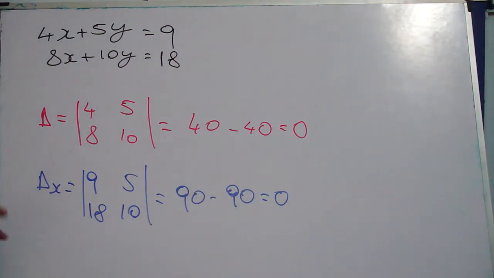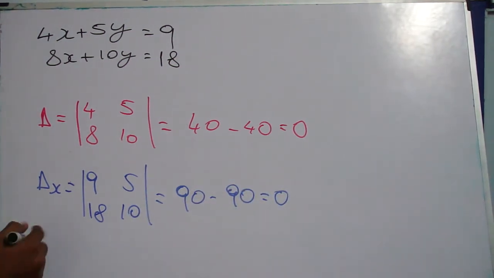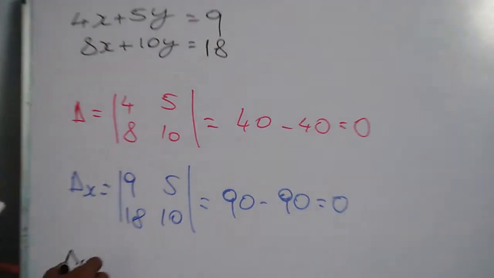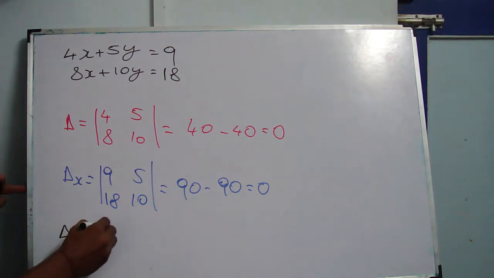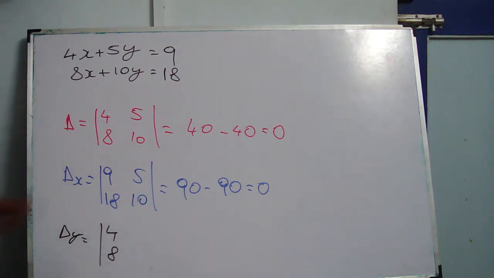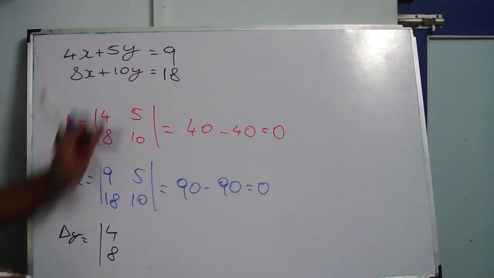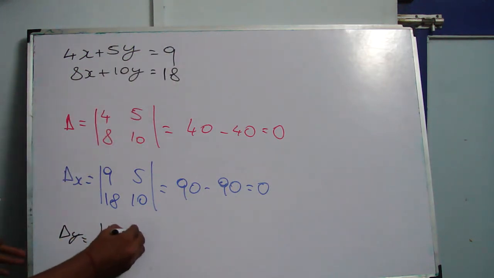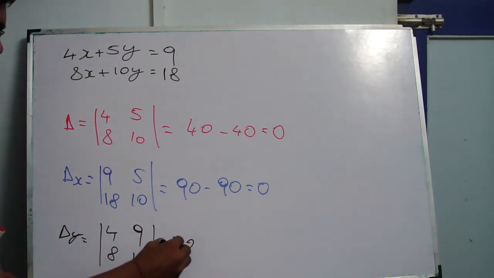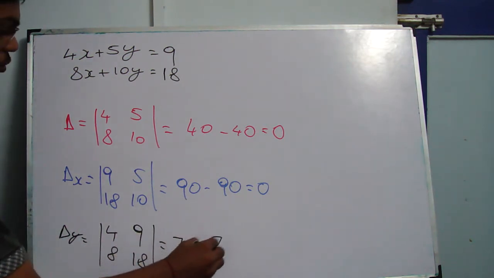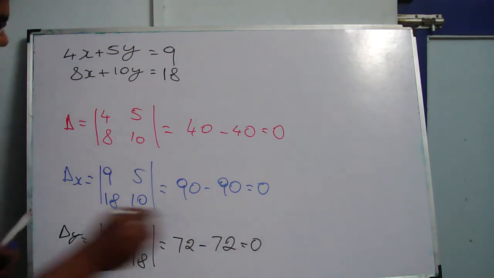And we have to find del y. Del y is equal to, in the x column I am going to write the same coefficients of x, that is 4 and 8. Instead of the y column I am going to write 9 and 18. 9 and 18 will give you 4 eights are 72, 72 minus 72 will give you 0.